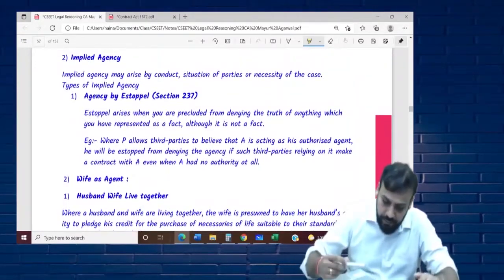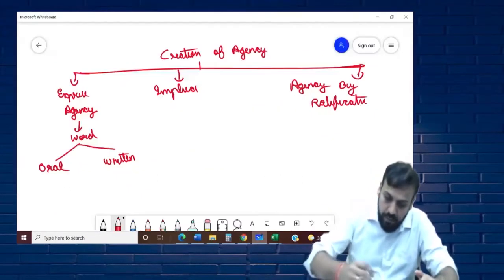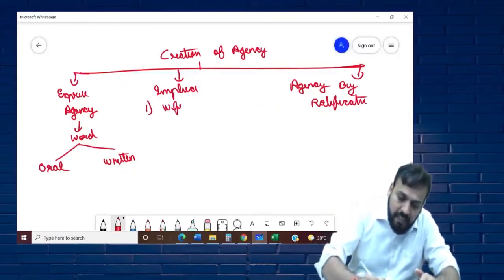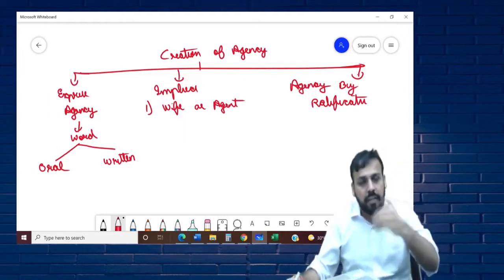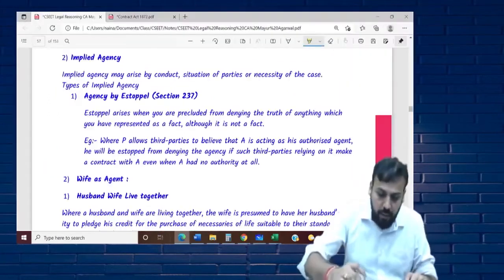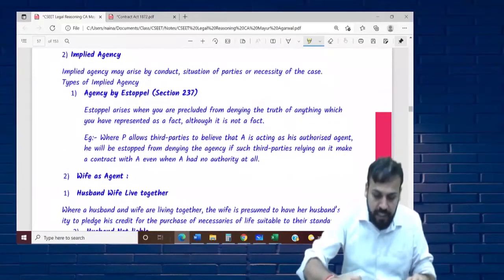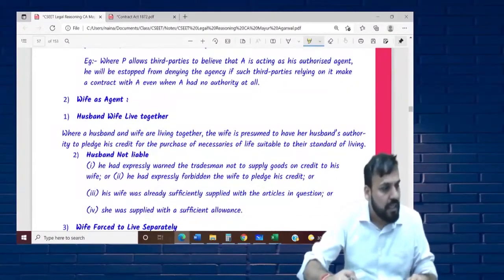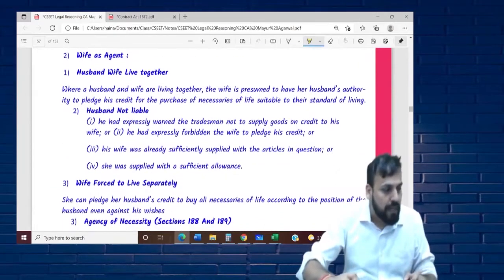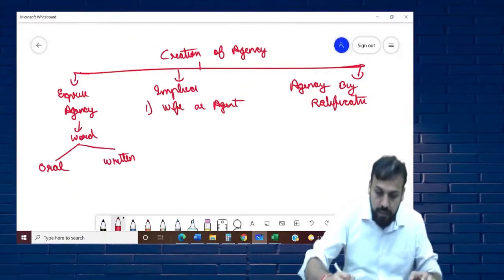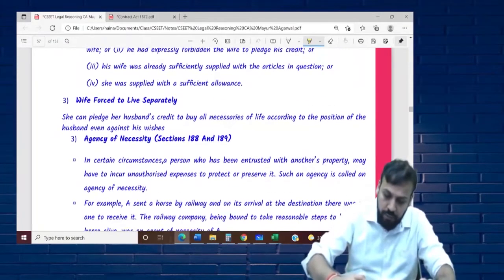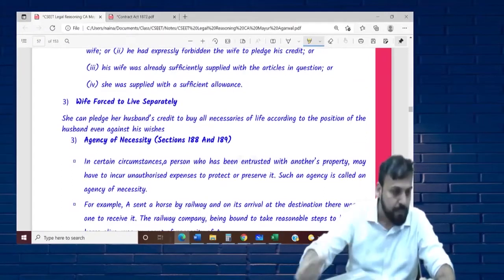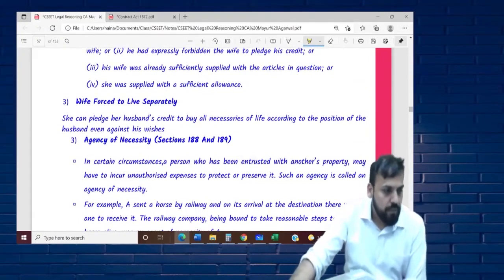And now I am coming towards implied agency. First, wife as agent. Can the wife go and buy the necessaries, like grocery and everything, and make the husband liable for the necessaries? Yes or no? Yes, there is implied authority that the wife can bind the husband. Yes or no? Yes.